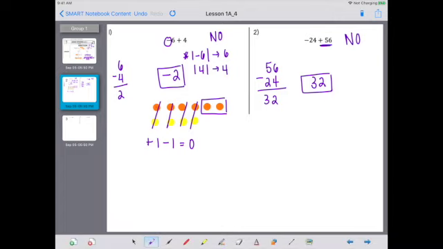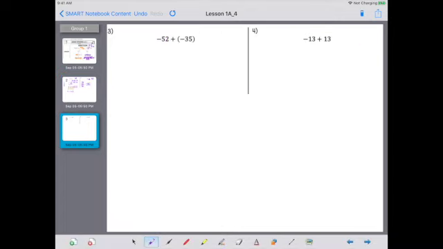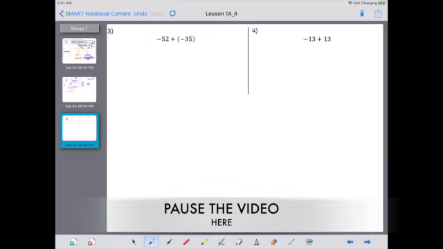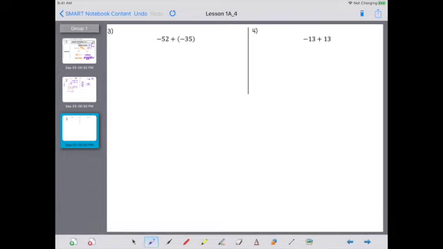Let's move on to number 3. So for number 3 and 4, try it on your own. Make sure you pause the video, and we'll go over it after.